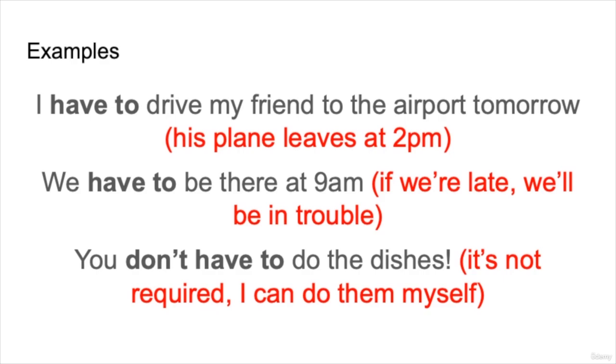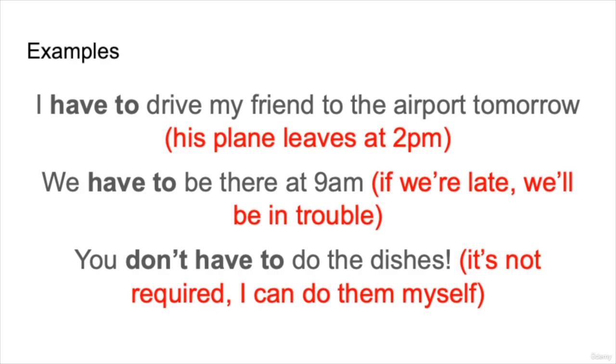We have to be there at 9. If we're late, we'll be in lots of trouble. So maybe this is work or school and you have to be there at 9 a.m. because the exam starts at 9 a.m. or your work starts at 9 a.m. You don't have to do the dishes.